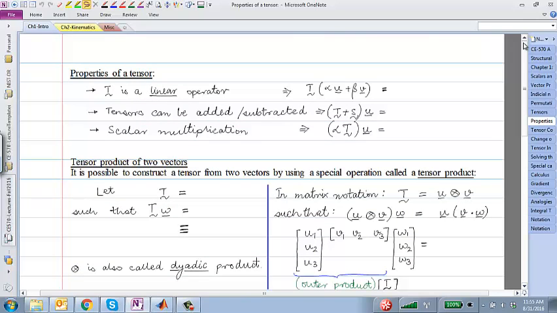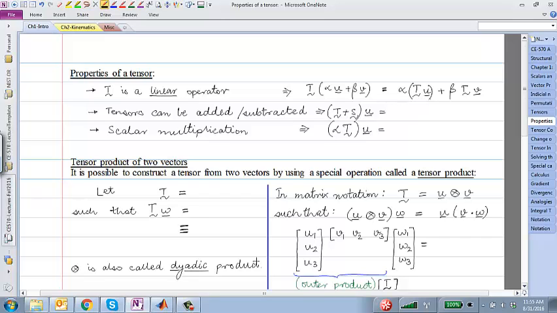Let's take a look at a few properties of these tensors. First thing, a tensor is a linear operator, which means that when a tensor acts on some vector, the quantity here in parentheses being a vector, what we'll get is alpha times T acting on U plus beta times T acting on V. You can verify that.